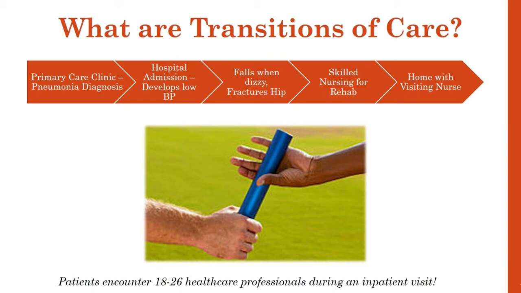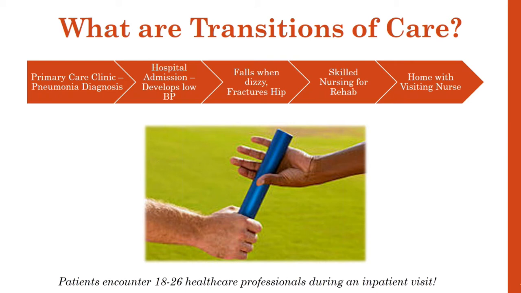The patient requires a skilled nursing rehab stay after discharge for rehabilitation from that broken hip, and then they go home with a visiting nurse. So this sort of longitudinal journey for the patient has several different handoffs, several different transitions of care that require a lot of communication and transmittal of information to ensure that the patient is adequately prepared to either care for themselves or their care providers are prepared to assist them.